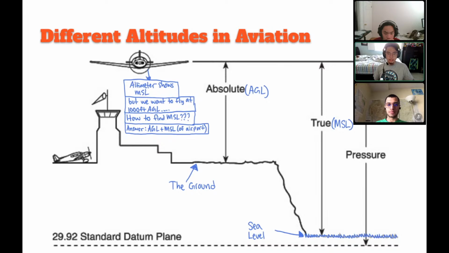Well, that's pretty simple. This really sucks if you can't see my cursor. But in order to know what to fly at, you can see my annotation right underneath the plane. You see four different boxes with my sentences there. It says the altimeter shows MSL, but we want to fly at 1,000 feet AGL. So how do we find the MSL that we want to fly at? Well, the answer is you take the AGL, which is 1,000 feet. We want to fly at 1,000 feet AGL. So you take 1,000 plus the MSL of the airport. Now, in order to find the MSL of the airport, you're going to have to look that up. There are books and websites that show you what the MSL of an airport is.